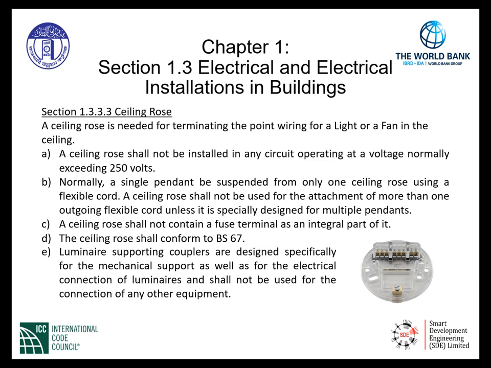To the right-hand side, we see a picture of a ceiling rose. We use this to loop conductors from one ceiling rose to another, and we can take the switch wires from the ceiling rose down to the switchboard and back up to the ceiling rose to work as a junction point for the illumination switching of the light that is fed by the ceiling rose.